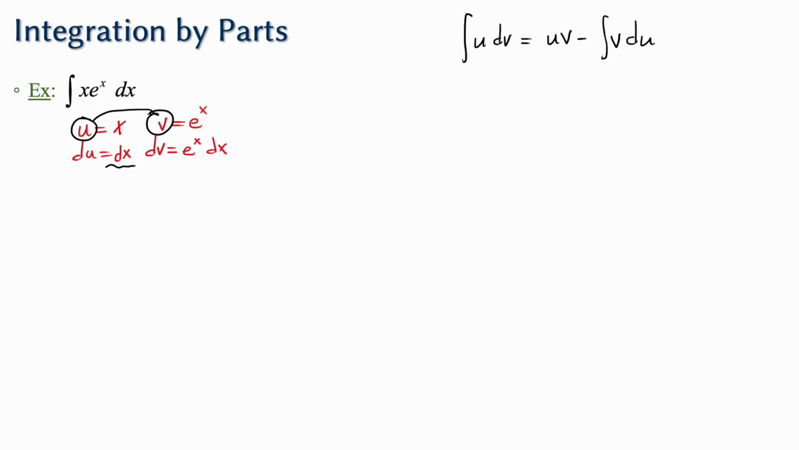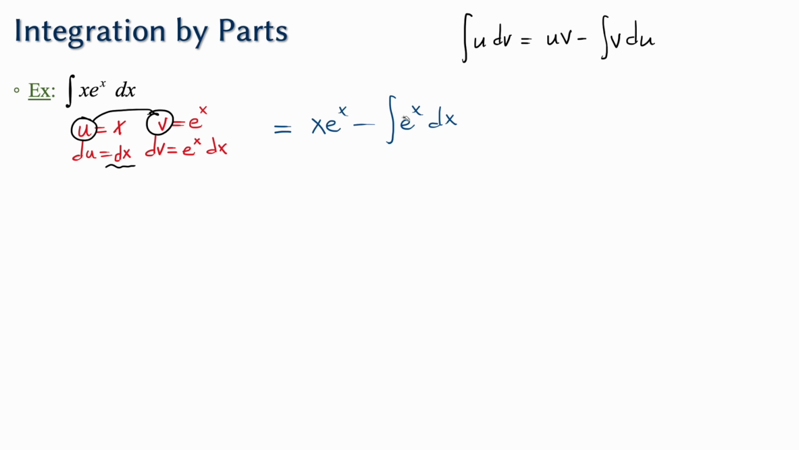Okay, so let's use our formula. The antiderivative here is going to equal our u times our v minus the integral of our v du, which is, again, dx. Now, we know this is going to work because this is an antiderivative I can find.